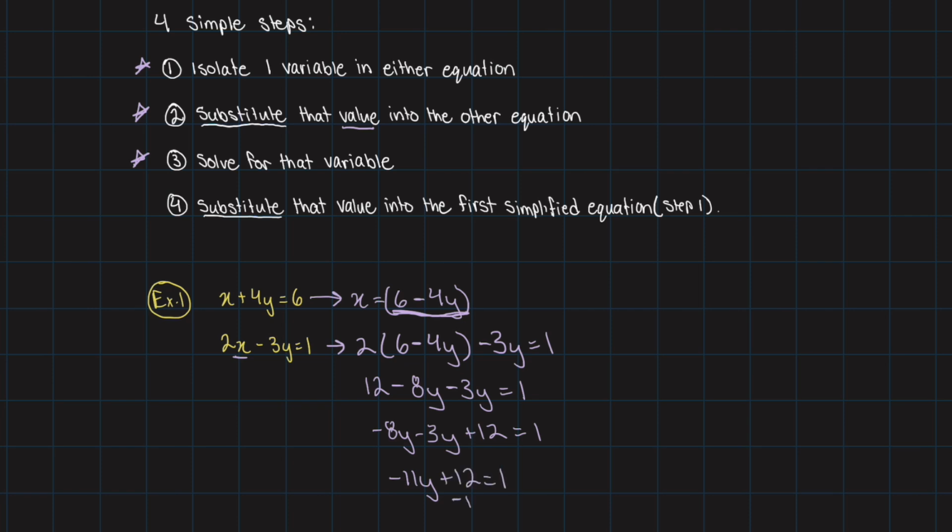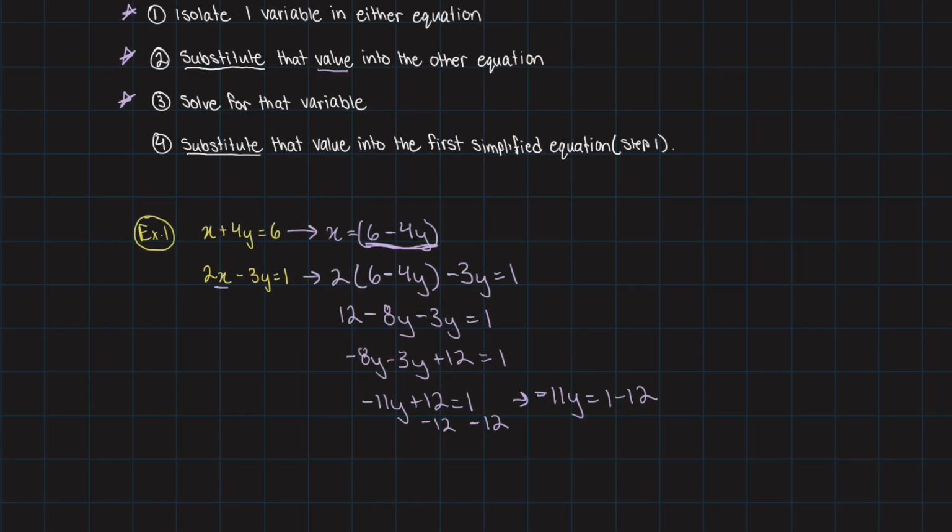Move 12 to this side. Let's continue over here, and we have negative 11y equals 1 minus 12. We have negative 11y equals 1 minus 12 is negative 11. Obviously divide both sides by negative 11, and then you get y equals 1. But we're not done yet.